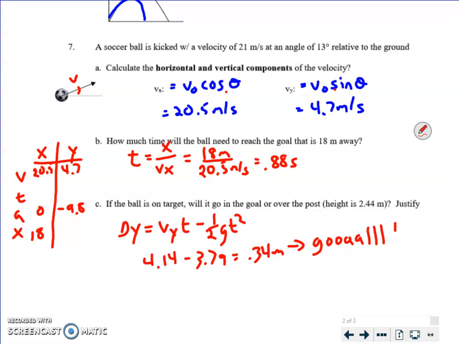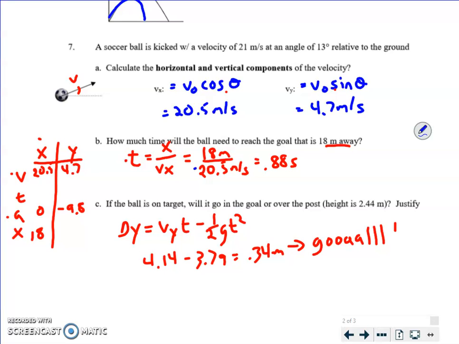The first one is how much time does it take to reach a goal this far away? Well, that's horizontal, that's 18 meters. So I have the VTAX table all set up. Take a look. I'll use the components from above. Same thing with acceleration, 0 and 9.8, and we know the range. So for the time, I'm going to use the x1. The time is simply going to be the horizontal information. So I use the horizontal velocity and the horizontal distance, 18 meters, and I get 0.88 seconds.